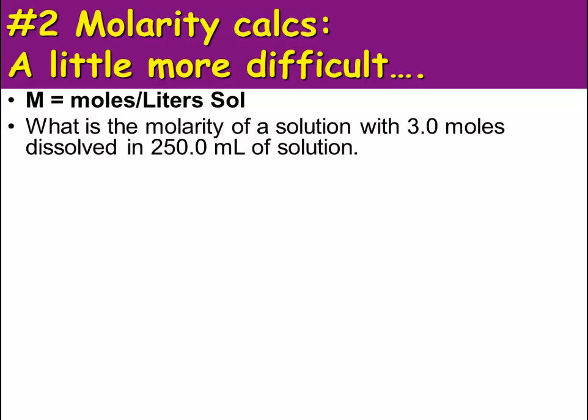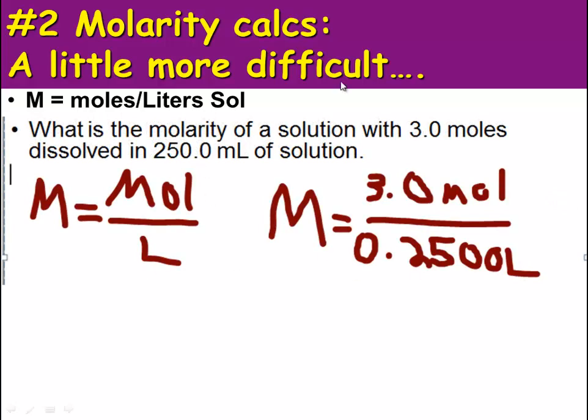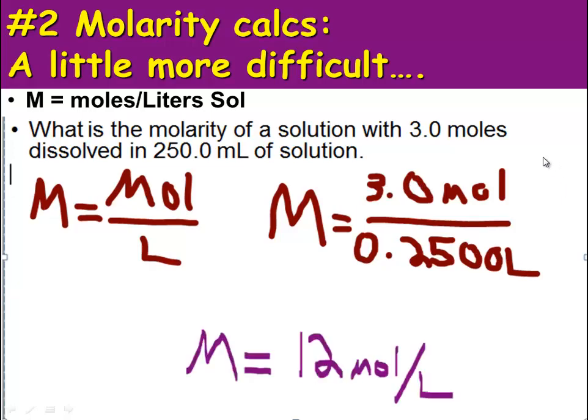Okay. If you guys did this correctly, the first thing you did is calculate how many liters 250 milliliters would be, and that would be 0.2500 liters of solution. Once you have that correctly done, we can set up our math. We know that we have 3 moles of solute over 0.2500 liters of solution. Do some simple math. We need to have 2 significant figures for our answer. If you did it right, we should have gotten 12 moles per liter.